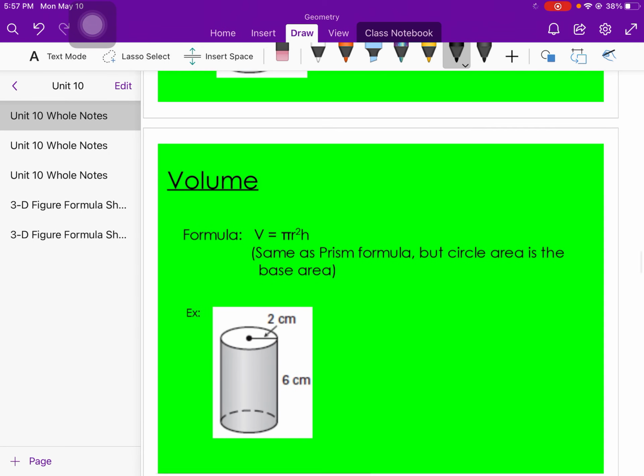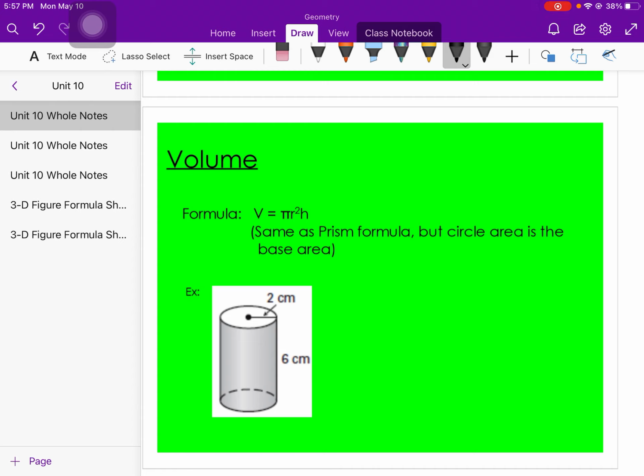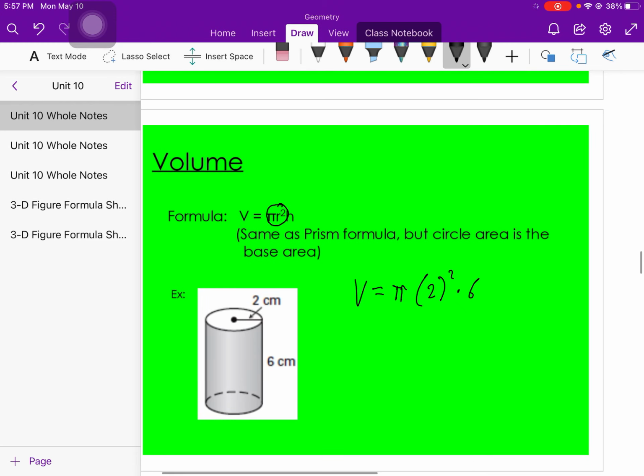Okay, now on to volume. So volume again, same as the prism formula, but the circle area is the base area. So this pi r squared, that's how we find the area of a circle. So we're just substituting that instead of the base area. So it's going to be volume equals pi times 2 squared times the height, which is 6.